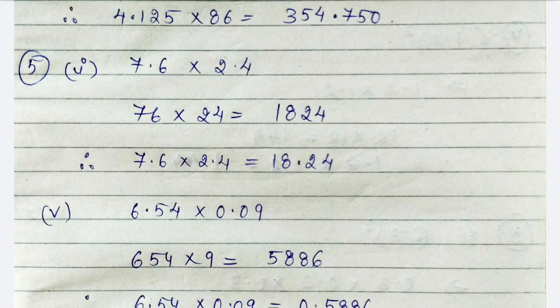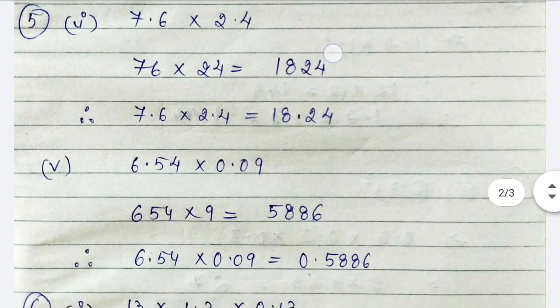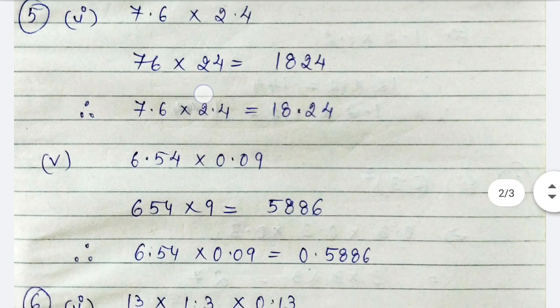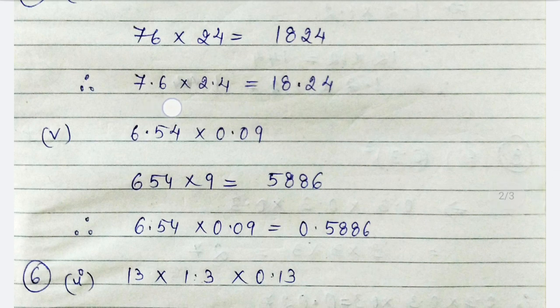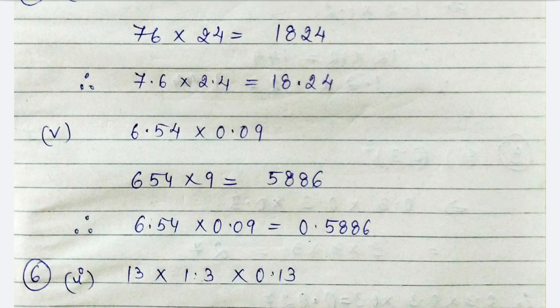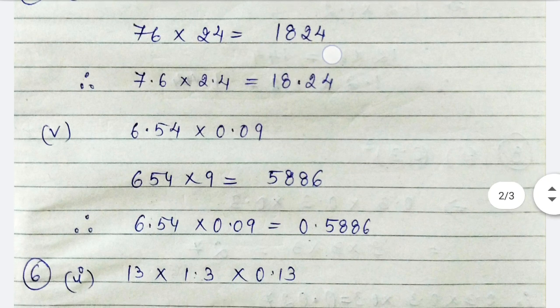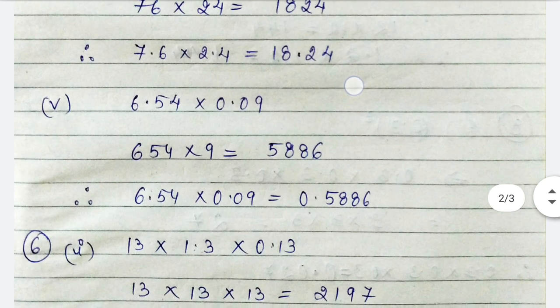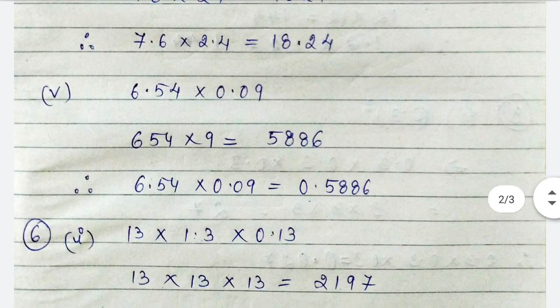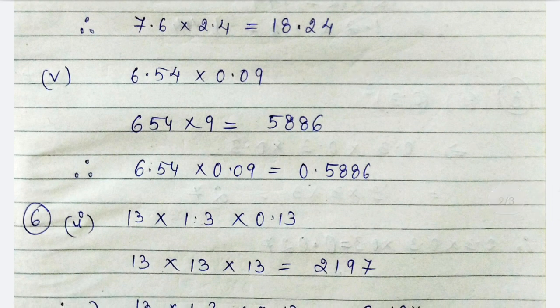Next, question number 5. Find the product. 7.6 into 2.4. What you have to do? Simply remove the decimals. Simple multiplication is performed: 1824. Now, 7.6 into 2.4. Here you see one place value of decimal, and here also one place value of decimal. Total place values are 2. So in the answer, you have to apply the decimal two place values to the left. So your answer is 18.24.